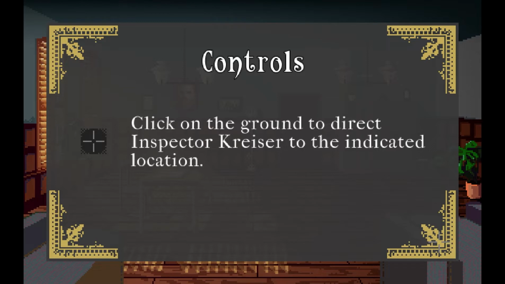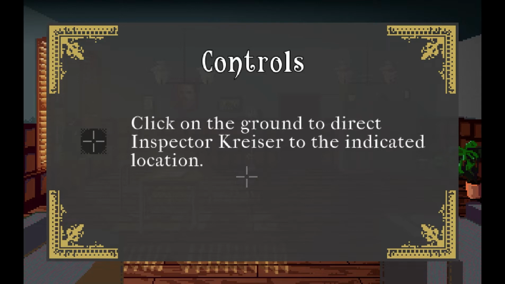I couldn't pause during that cutscene, but I really liked how they demonstrated the blindness of the lady by just lighting up the things that were making noise. That was very cool. Okay, controls.